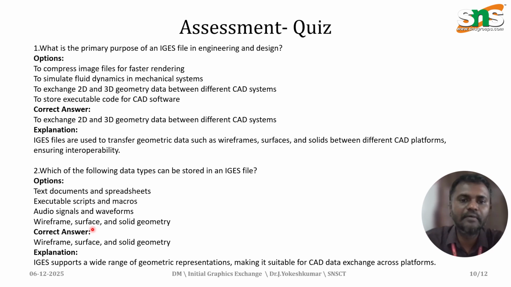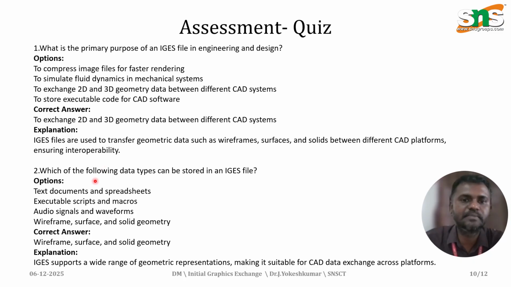So let us have an assessment. What is the primary purpose of an IGS file for engineering design? We have four options: to compress image files, to simulate fluid dynamics, to exchange 2D and 3D geometry, or to store an executable for CAD software. The answer is to exchange 2D and 3D geometry between different CAD systems, because that is the main purpose of our system.